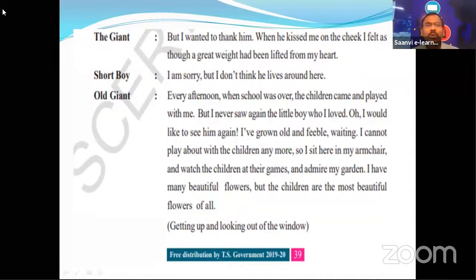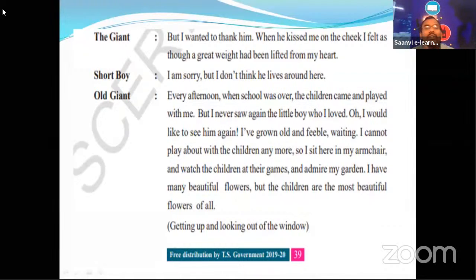The giant: But I wanted to thank him. Why? Because he is the one who changed the character of the giant. When the tiny boy kissed me on the cheek, I felt as though a great weight had been lifted from my heart. A great weight had been lifted, removed from my heart.